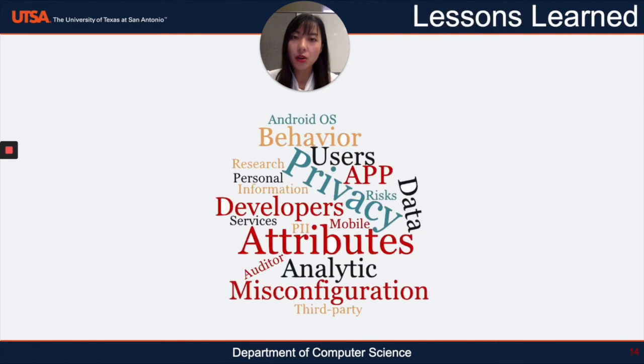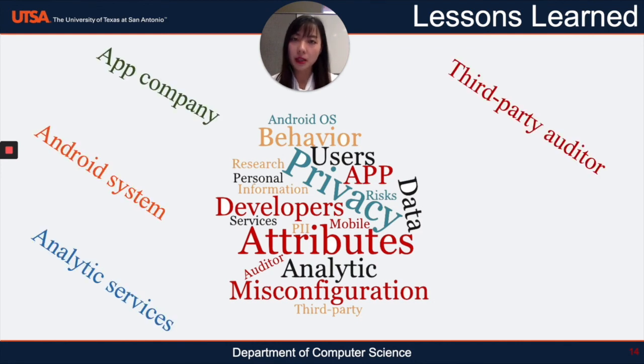So what did we learn from all of this? First, we believe misconfiguration could bring big privacy risks, and current enforcement efforts are just not sufficient yet to address the problem that we're facing. We have some recommendations for the future. First, enforcement is needed to prevent the misconfiguration. It could come from multiple parties: from the app company, from the Android system, from analytic services, or from a third-party auditor.